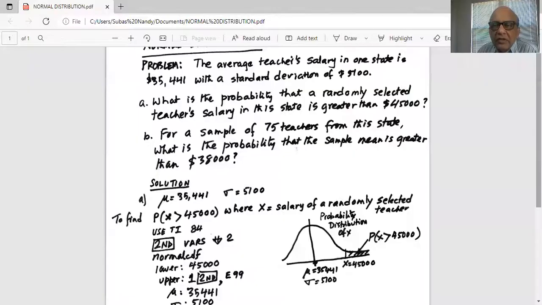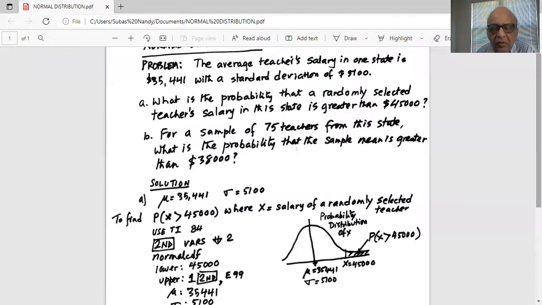The average teacher's salary in one state is 35,441 with a standard deviation of 5,100. Of course, we are assuming that the teacher's salary in this state is normally distributed, with a mean of 35,441 and a standard deviation of $5,100. What is the probability that a randomly selected teacher's salary in this state is greater than 45,000?